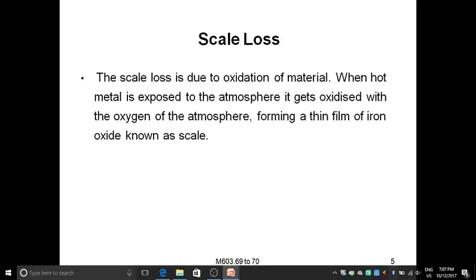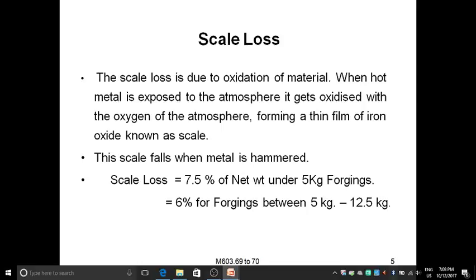Even in some problems, scale losses will be considered as a percentage. Normally in our syllabus, scale losses are considered at a certain percentage. If the material weight or volume is a certain value, and the scale loss is to be considered as 5%, then you calculate 5% on the volume that you have calculated.